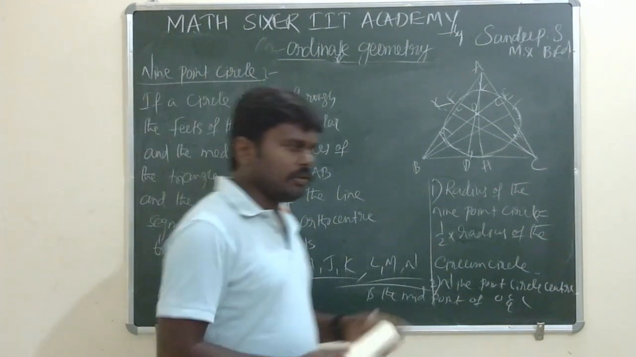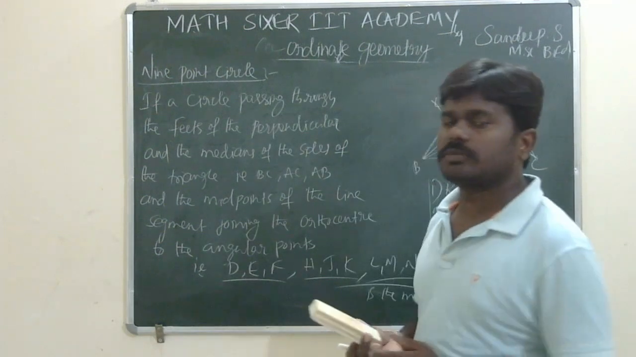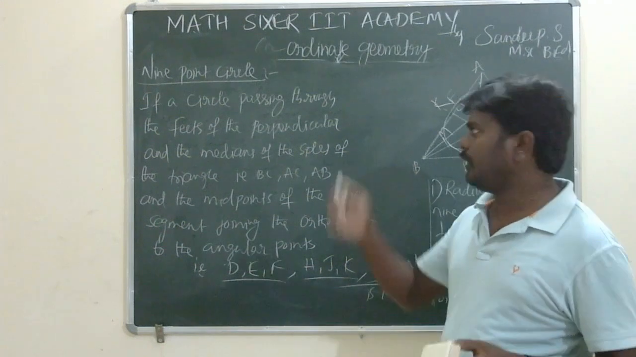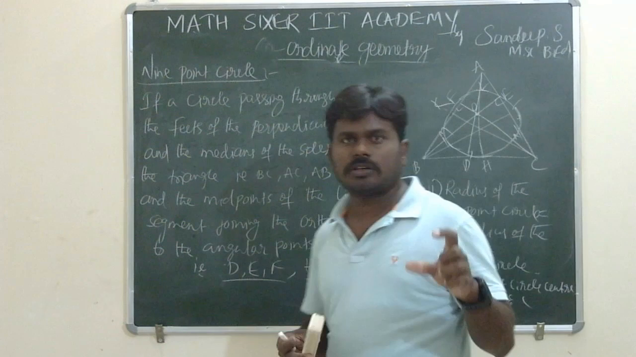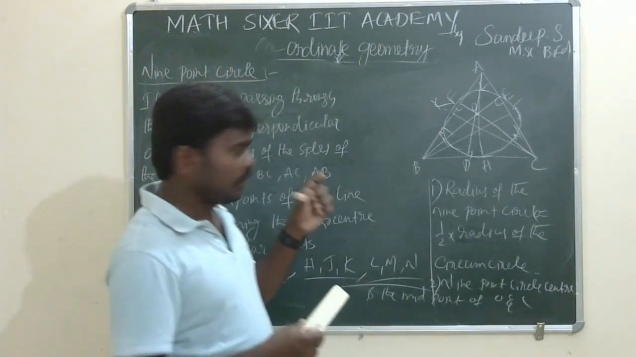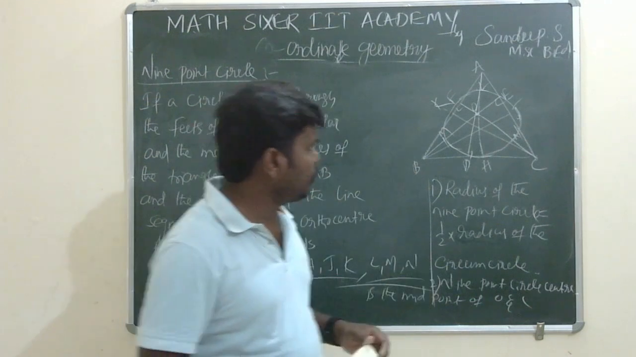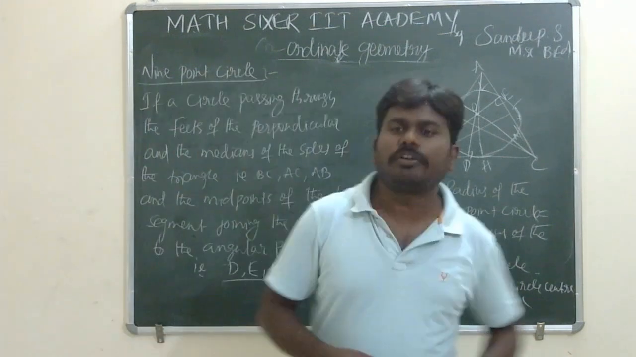One thing you have to understand: in any triangle, the circumcenter, centroid and orthocenter lie on the same line, meaning these points are collinear. So that you have to remember. That's all about the different centers of the triangle.